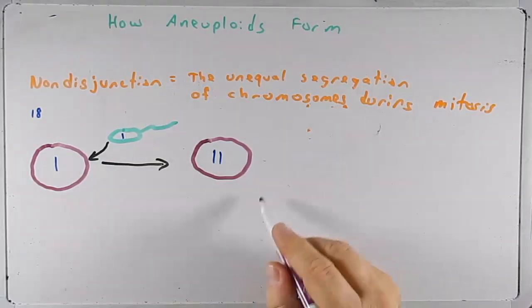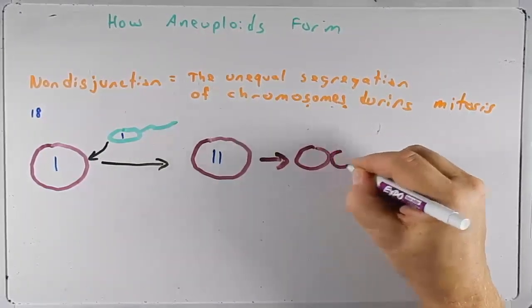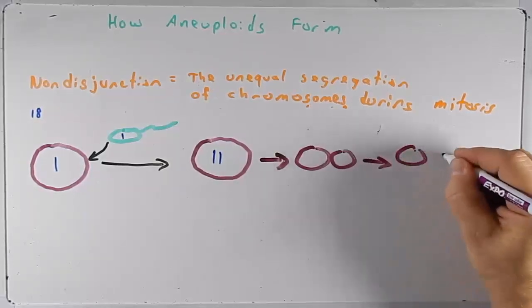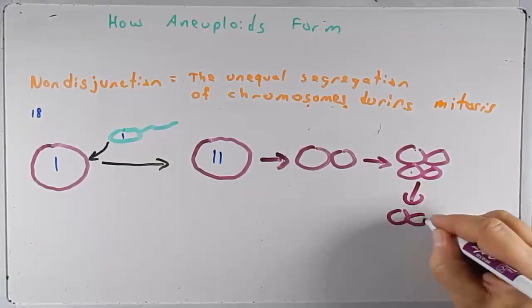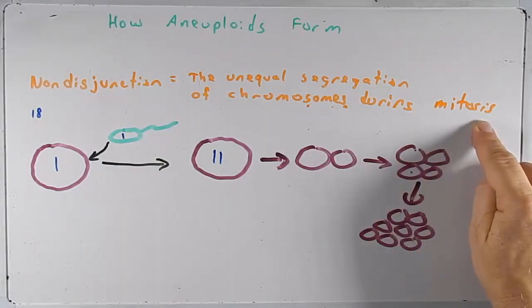But sometimes what happens is after the zygote forms, it'll divide like it should. It'll produce 2 cells. It'll produce 4 cells. It may produce 8 cells. At some point early in development, what happens is mitotic non-disjunction occurs.